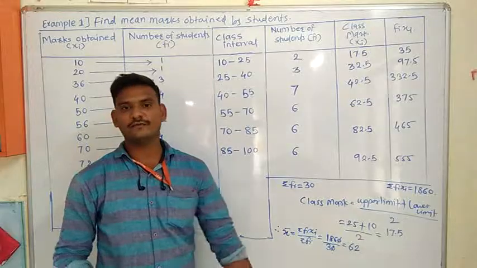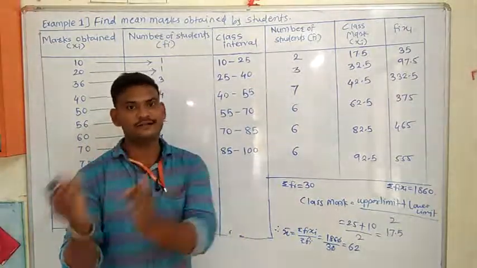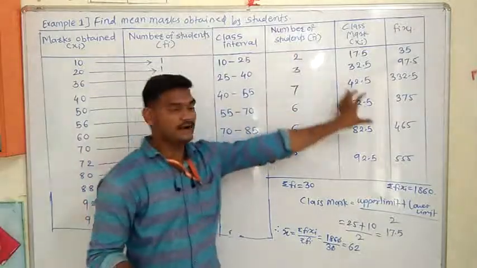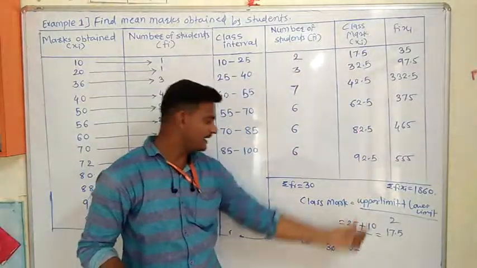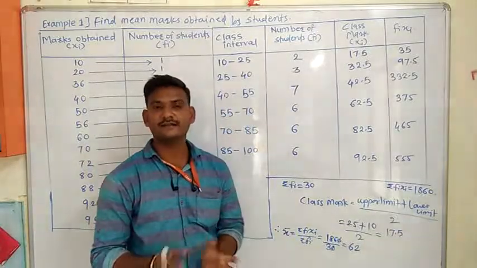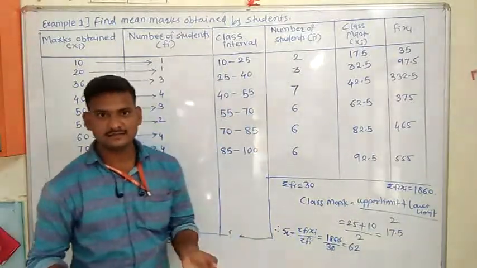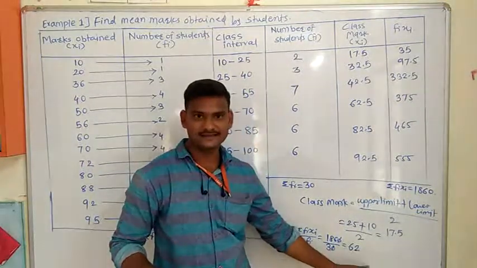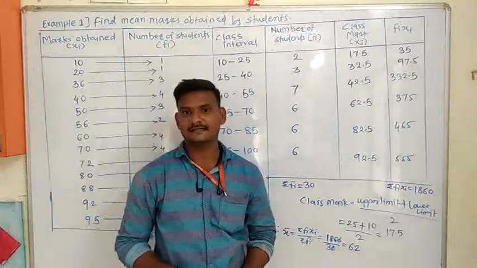But in the previous case, we got the mean as 59.3. In this case, after making the class intervals and finding the class marks, we are getting the mean as 62. The difference here is, I think, 2.7. But why did this difference come?